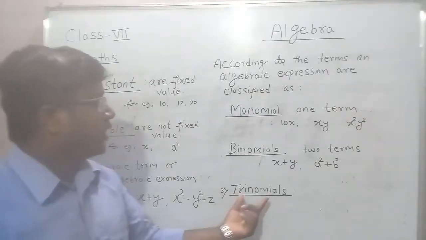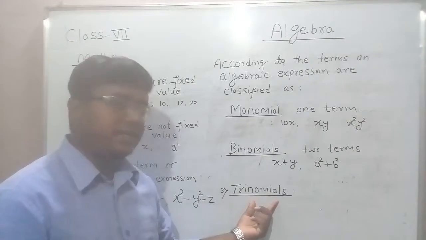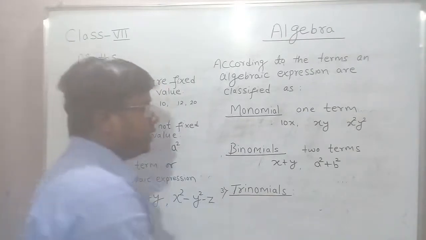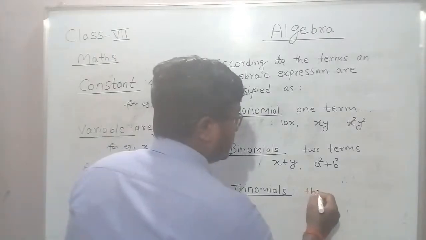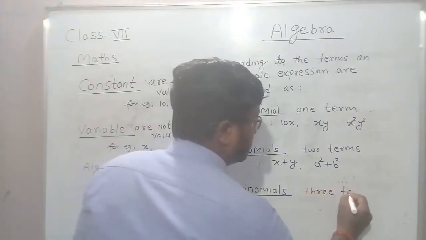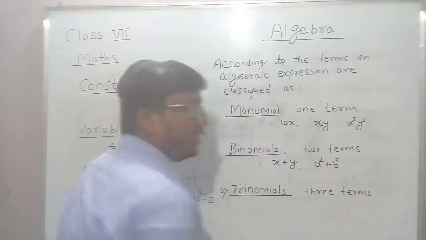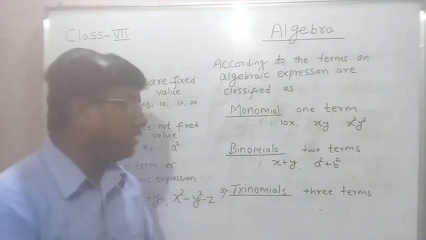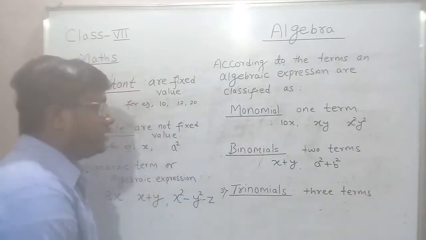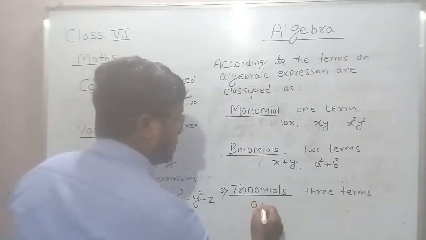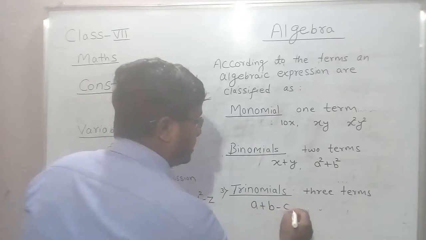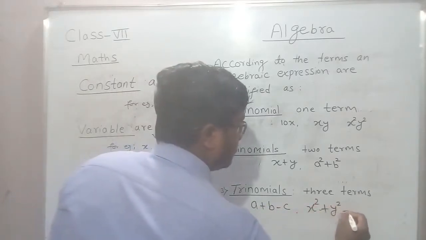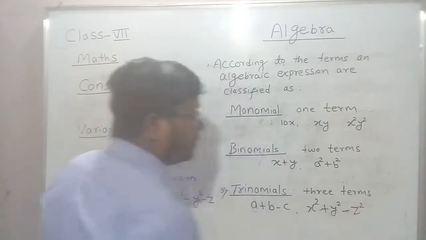Similarly, trinomials. By the name it is clear, tri means three, so a trinomial has three terms. So an algebraic expression having three terms is called a trinomial. For example, a plus b minus c, x square plus y square minus z square.